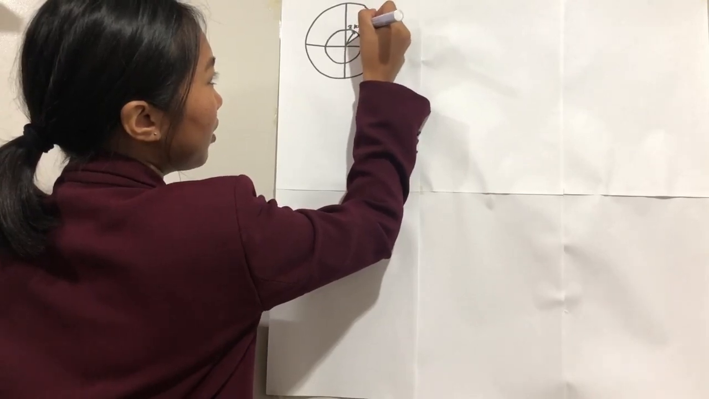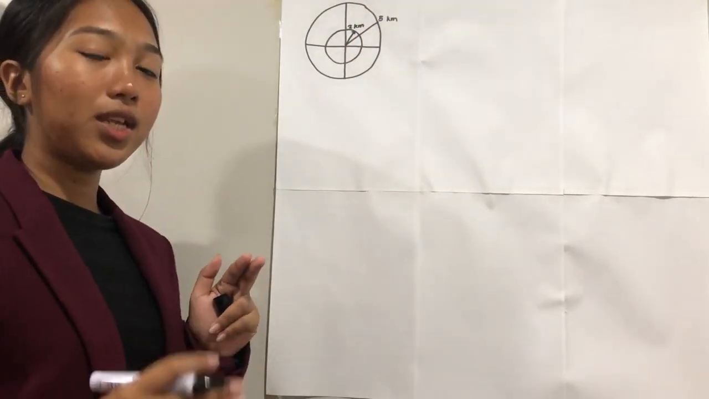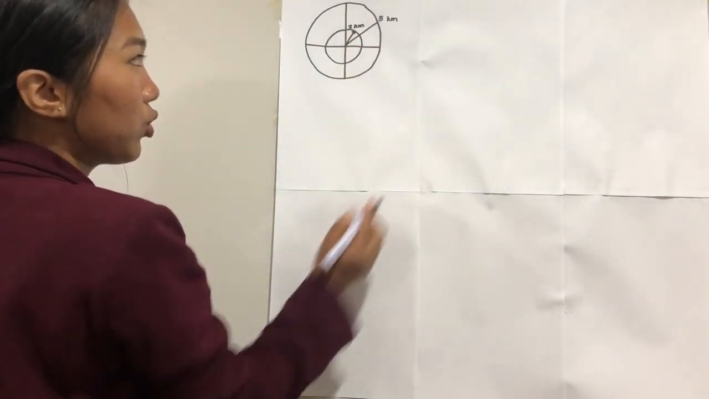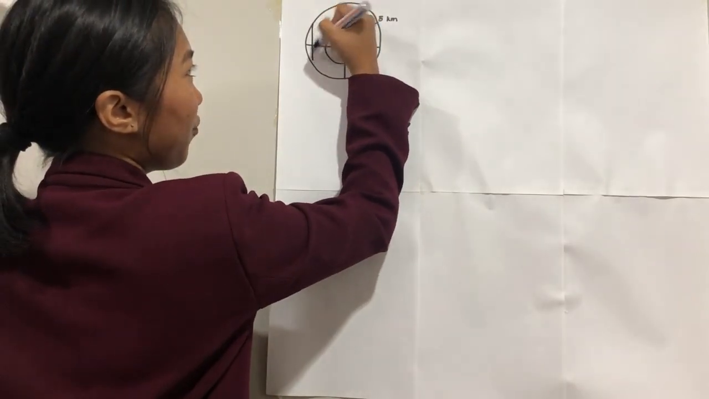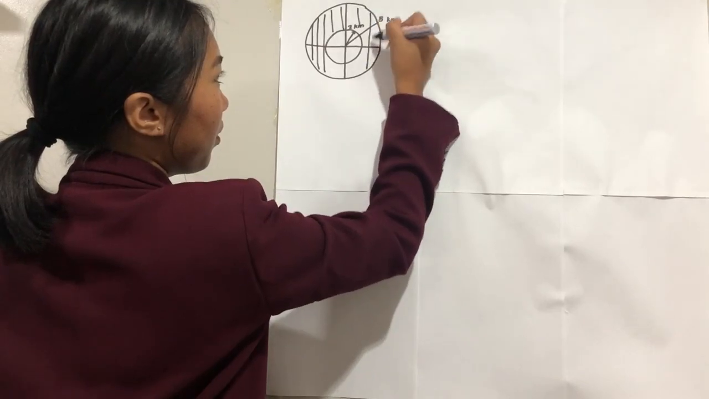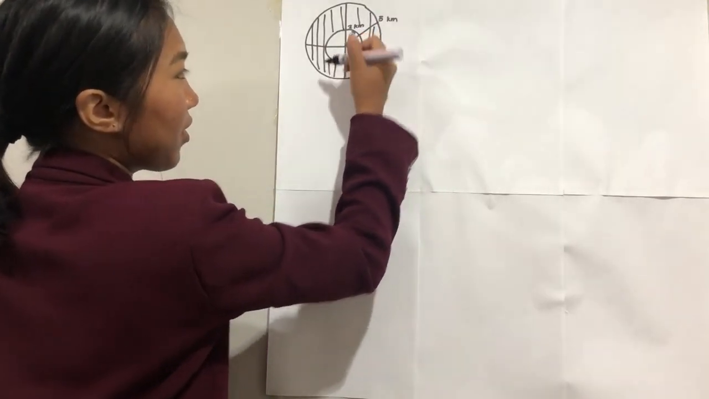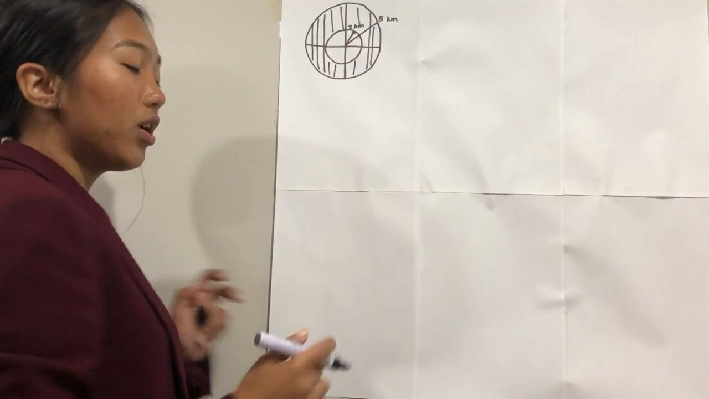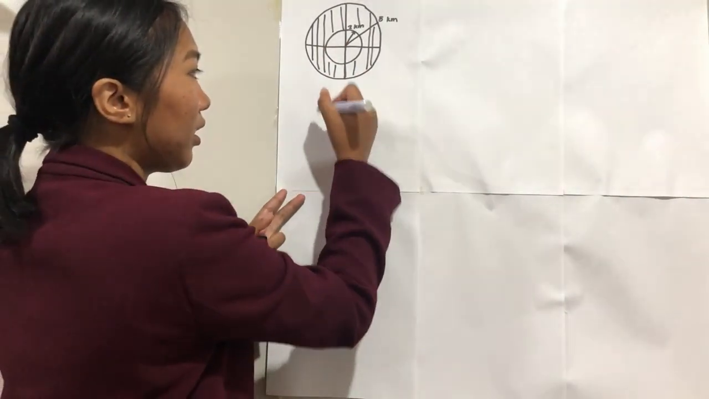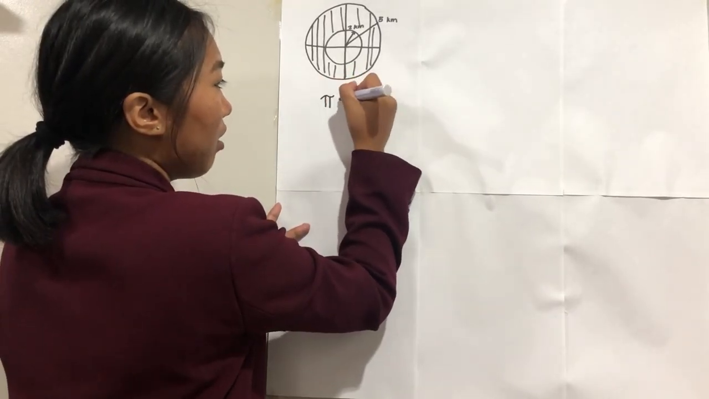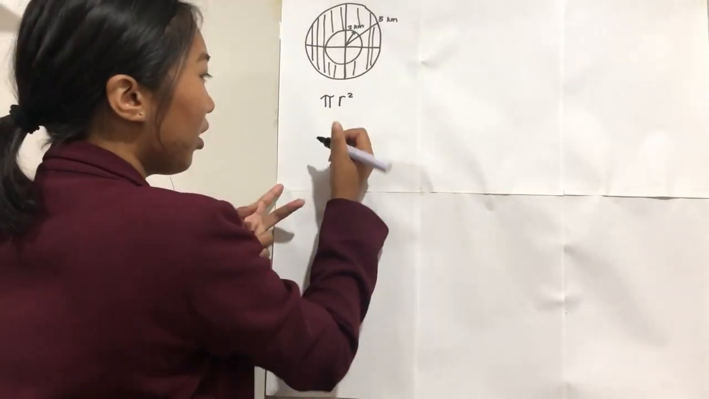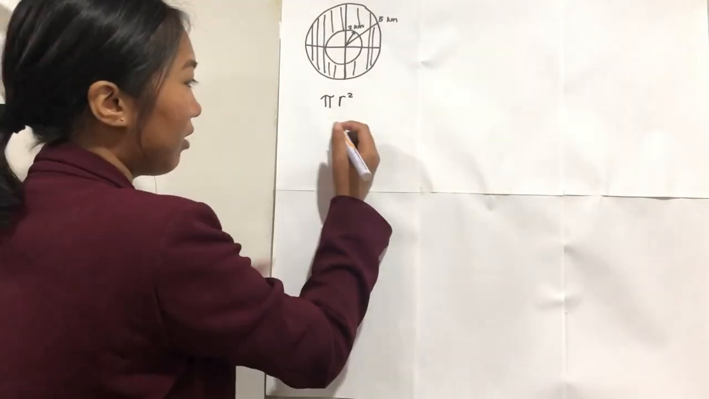2 kilometers. So the question is, what is the area that is not within 2 kilometers? So we're going to find this area, which is not within the 2 kilometers radius. The area of a circle geometrically is pi r squared. And to support this, we're going to use integral.